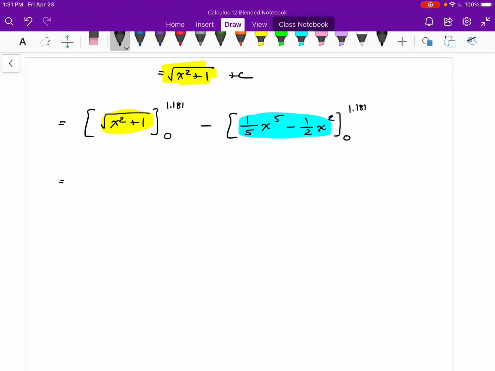The integral on the left from root x squared plus 1, when you evaluate that, you should get about 0.5475, and the one on the right should get about negative 0.2379. You're subtracting that, so it's the same as adding them, so you should get about 0.785.